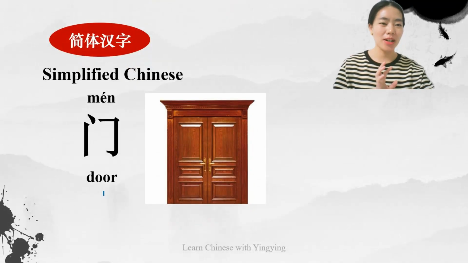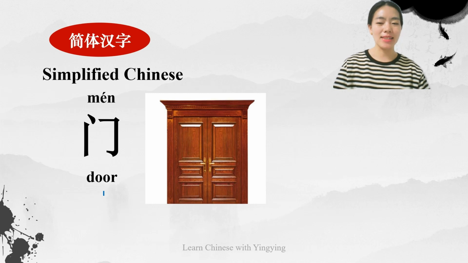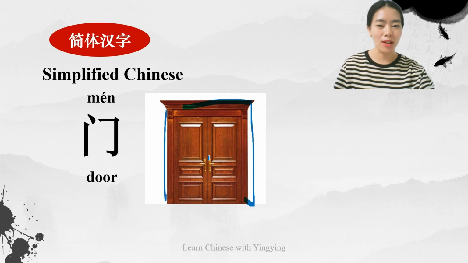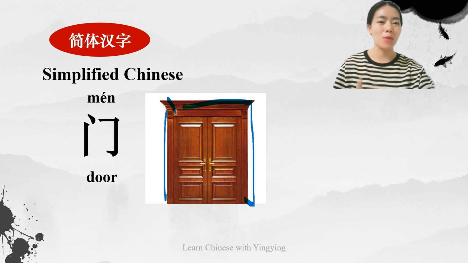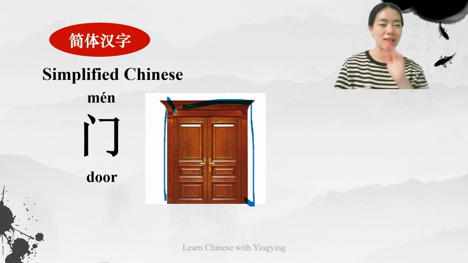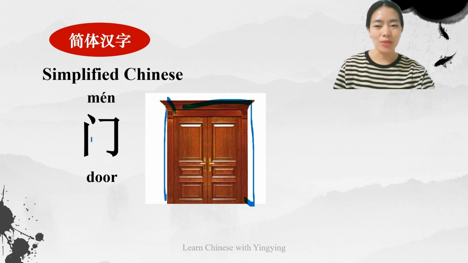So the first word we are going to learn is 门. It means door. So it's quite easy to remember. The shape is just the shape of the door. And this dot means, well, the door is flexible. You can open it, you can close it. So the dot here means it's flexible.